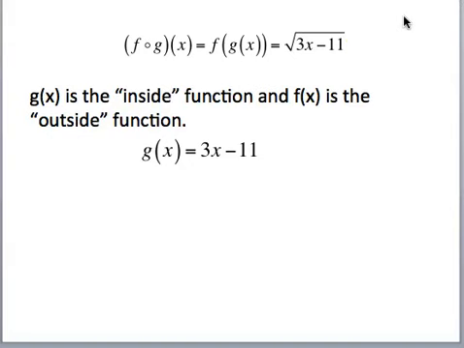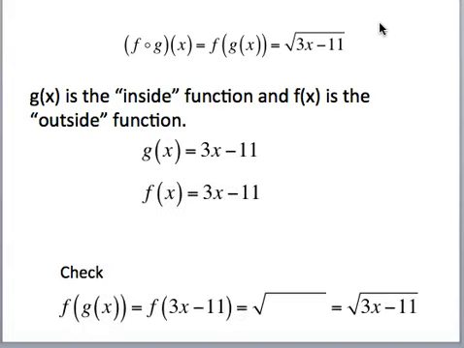So looking at this now, inside function, g of x is 3x minus 11. Outside function, the square root of something. You think about it as the square root of parentheses, but the reality is that the outside function is just the square root of x. Now, can we check that? Let's go ahead and do that.